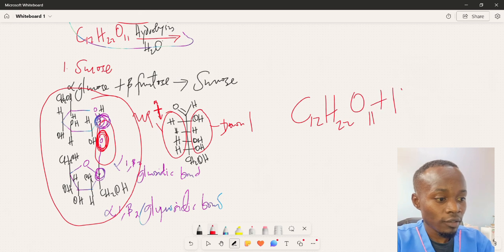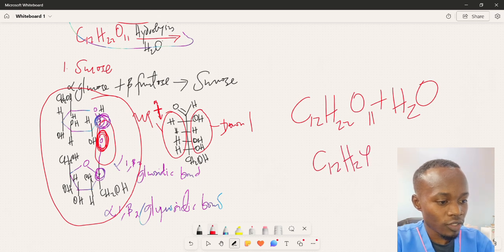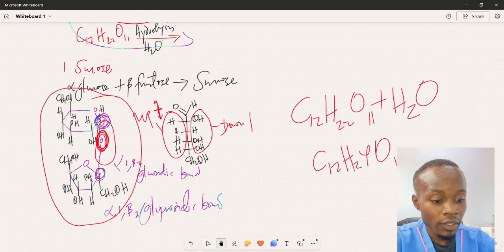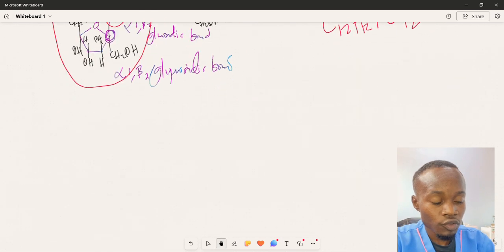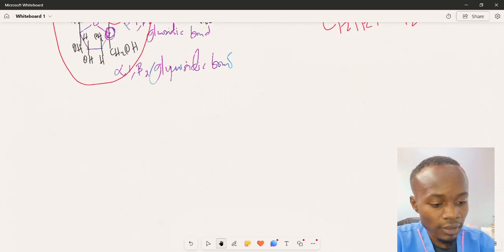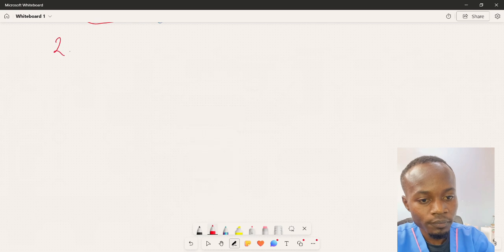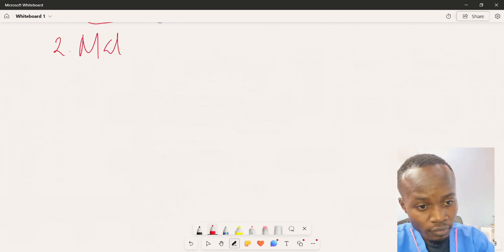But if you add water here, we are going to have C12H24, and oxygen we are going to have 12. So I hope that is very clear. And now let's move to another sugar. Let's now do something on maltose. Maltose. So number 2, we are having maltose.